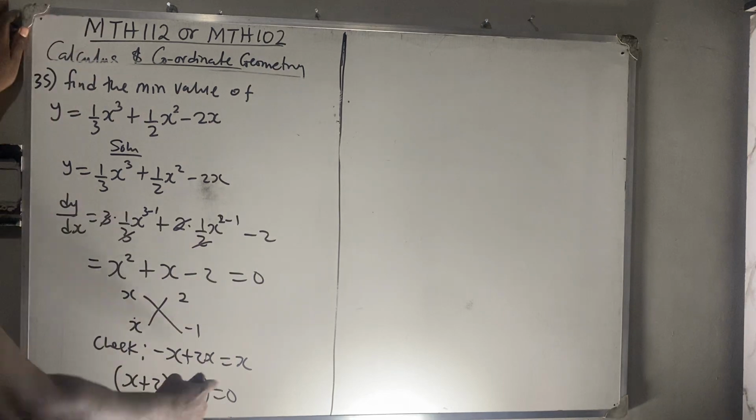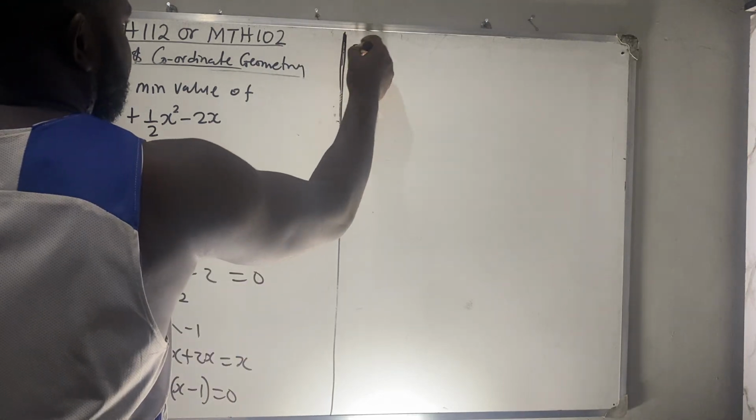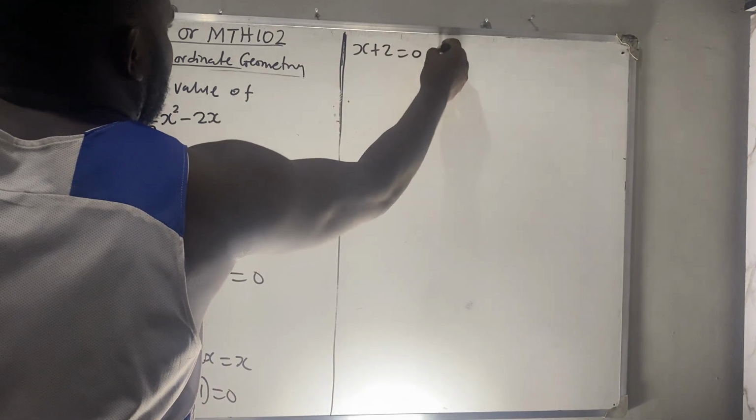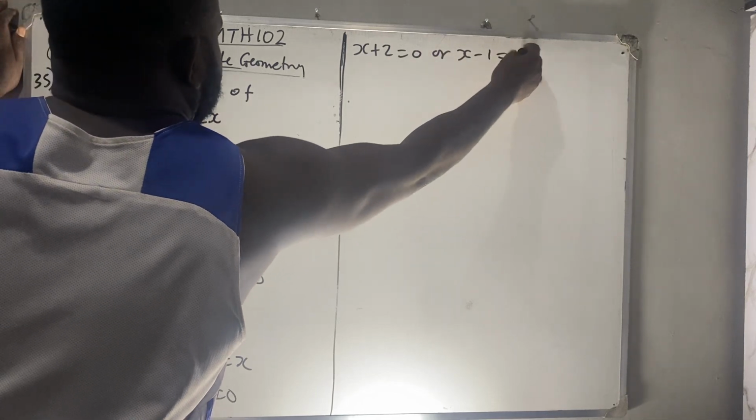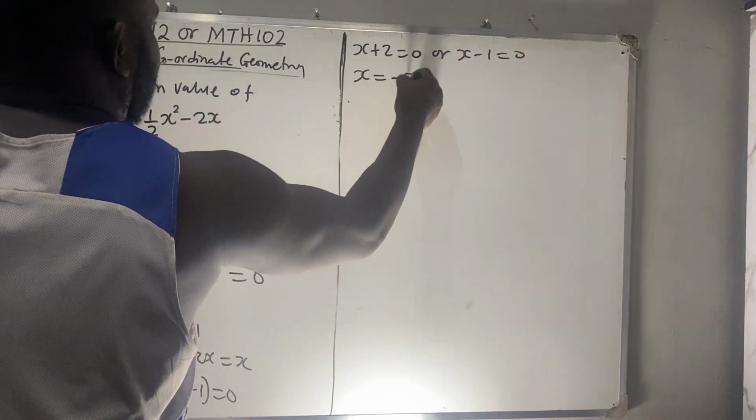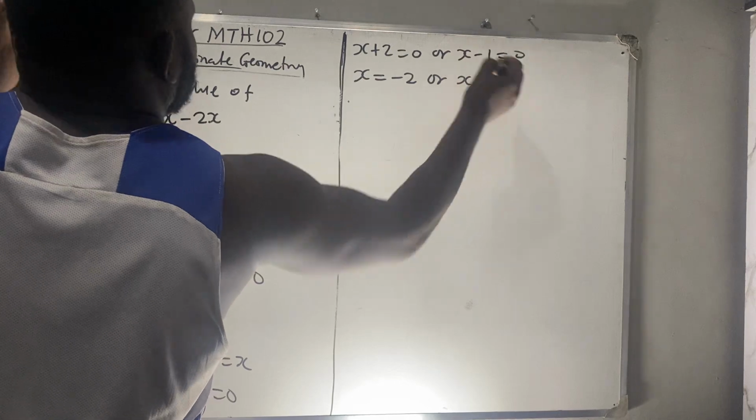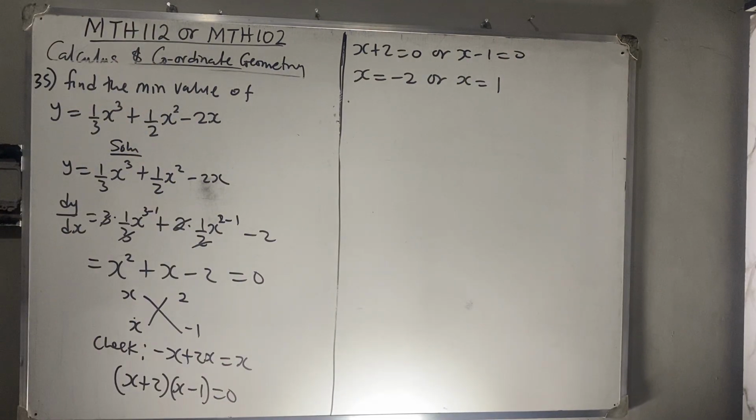So when the product of two things is 0, automatically one of them is 0. So x plus 2 is equal to 0 or x minus 1 is equal to 0. So therefore x is equal to minus 2 or x is equal to 1. So between these two, we don't know the one that will give us minimum or maximum value. So how do we do it? We test it. Testing it is to find the second derivative.